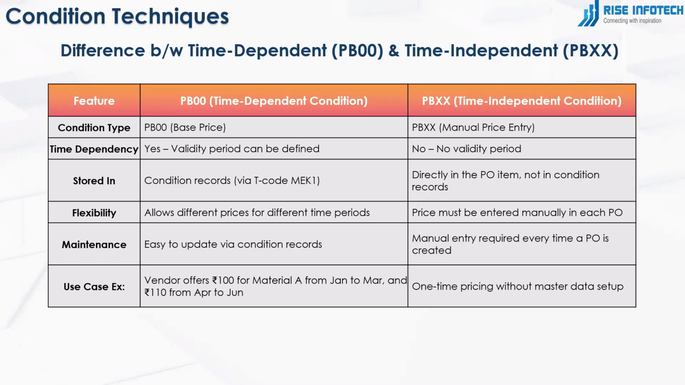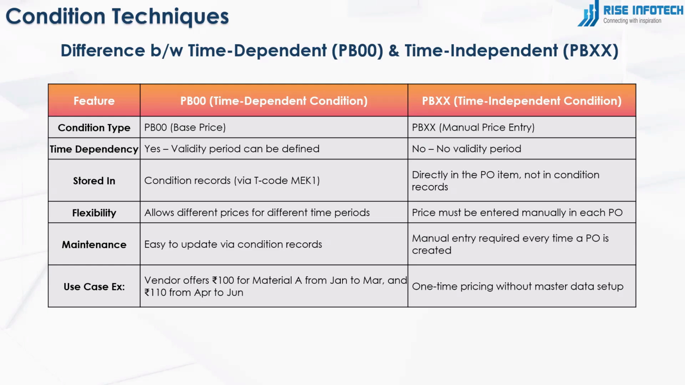And the flexibility is for time-dependent conditions. It allows different prices for different time periods. We have a specific validity period, so we can change the prices based on the validity period. And time-independent conditions are manually entered. To maintain the time-dependent conditions, it is easy to update using condition records. With manual entry, we need to create a new PO every time to enter the manual price.